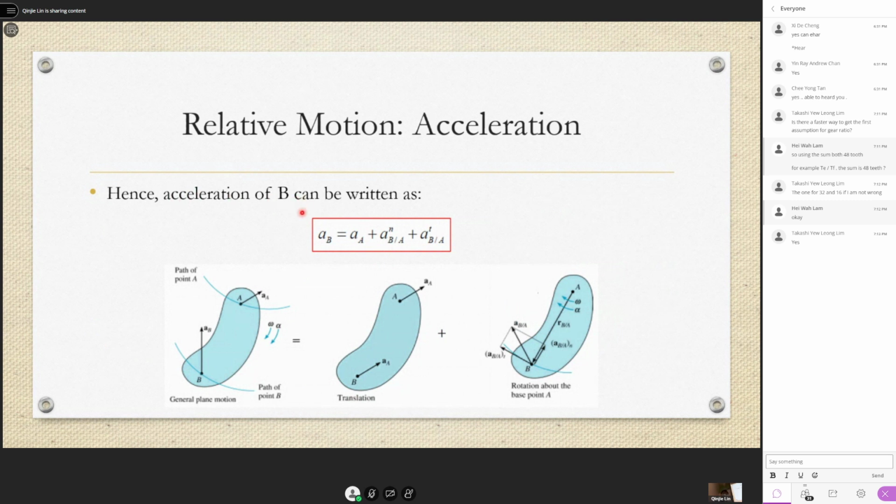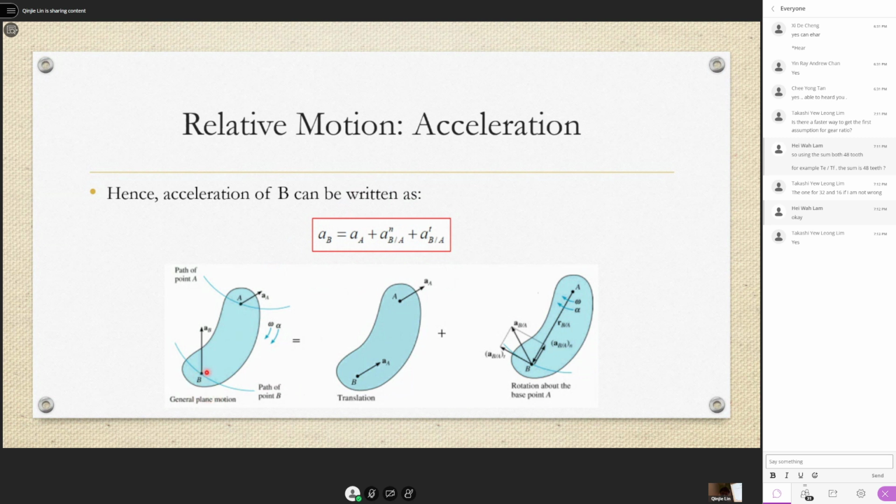Okay, hence, because of that, you can also rewrite the equation in this manner. Basically, AB equals to AA. Then the last term here, right, you break it down into two. It's illustrated here.